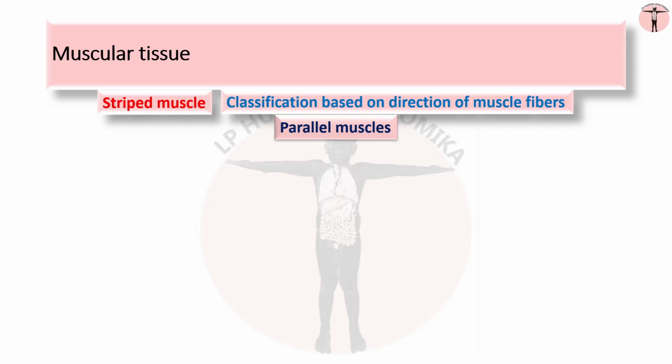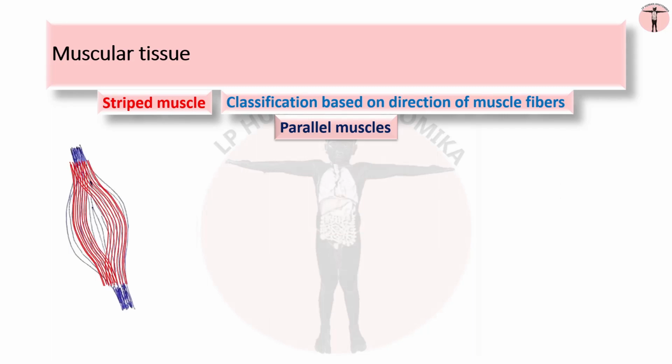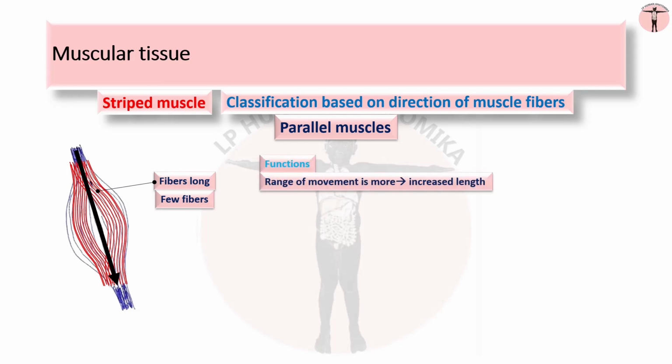To start with, parallel muscles. The muscle fibers are parallel to the line of pull. The fibers are long, but their numbers are relatively few. The functions of parallel muscle fibers are: the range of movement is more in this type of muscles due to increased length of fibers. The total force of contraction is less because of less number of fibers. Parallel muscles may be subdivided into the following types.